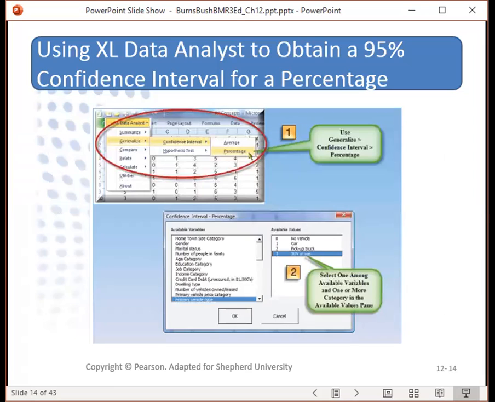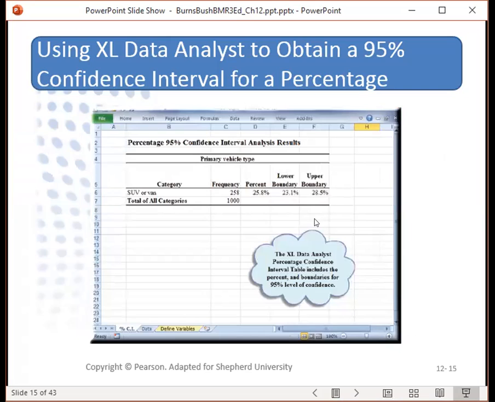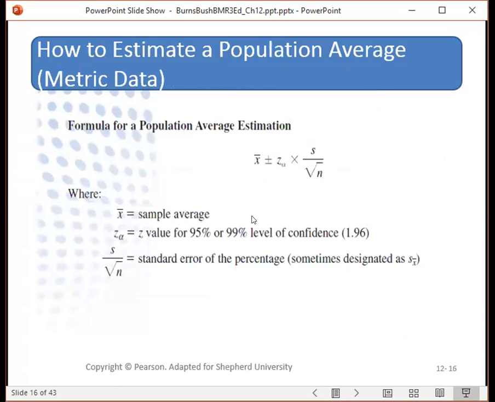And here's some slides that show exactly how to do that. And we get the results that I just mentioned. This is an earlier version of Excel Data Analyst, and it didn't include the standard error in its print. Okay, so that was how we figure out the confidence interval for a percentage.